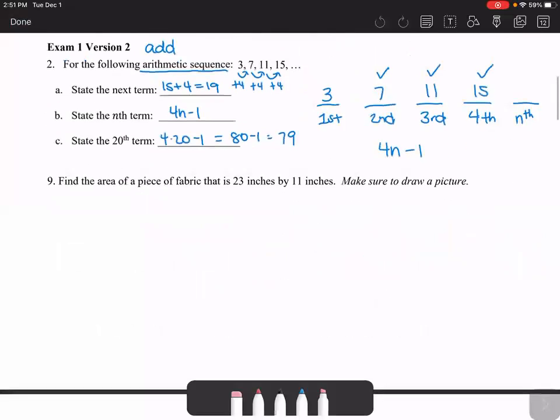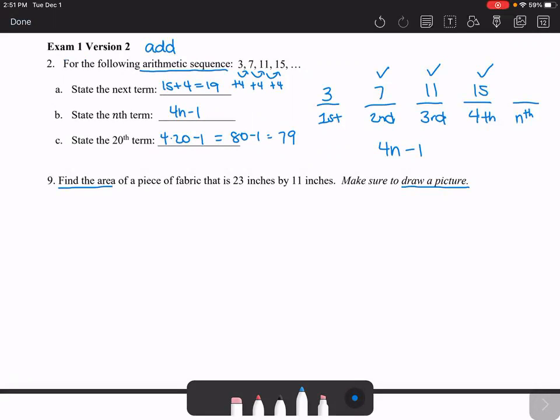If you're told to find the area and draw a picture, this tells you to use an area model, right? So find area using a picture. Another word for picture in math is model. So we're going to use an area model.